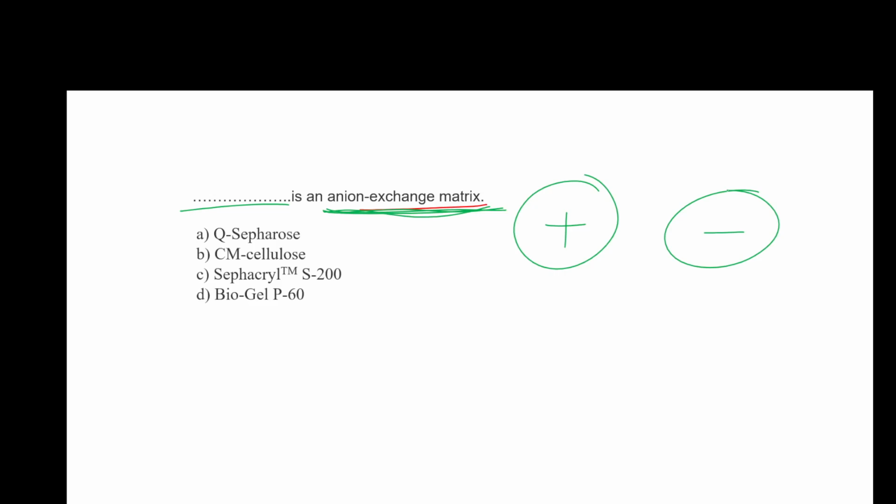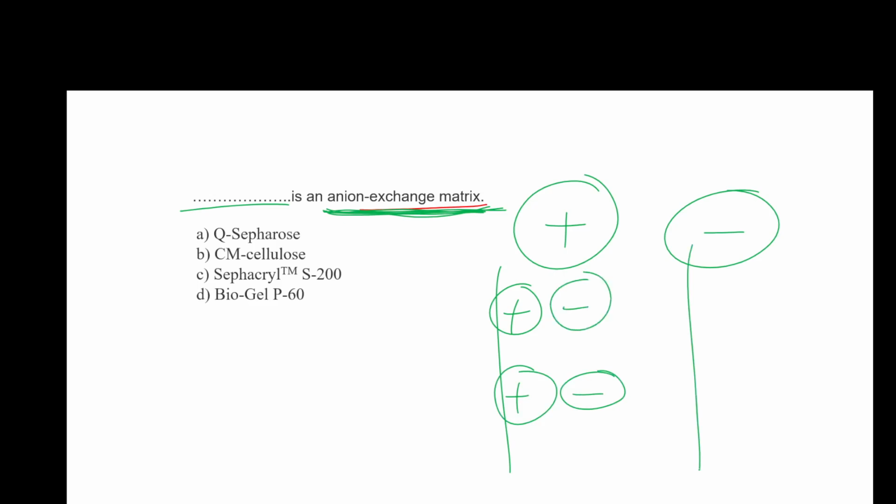Positive charge, ma'am. Yes, because it is involved in anion exchange. For that purpose, the matrix should be positively charged so that the negatively charged anion can be exchanged. Among all these, the positive charge is present on the Sepharose matrix, and all the others are negatively charged. So that is why the correct answer will be Sepharose.